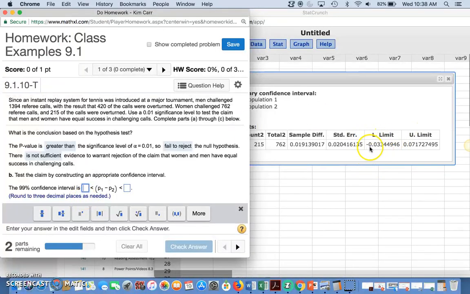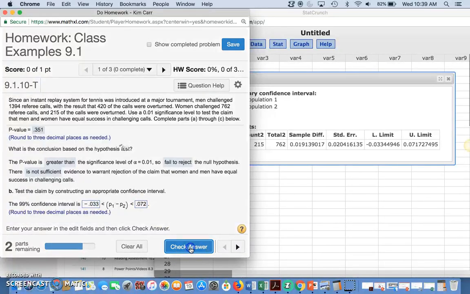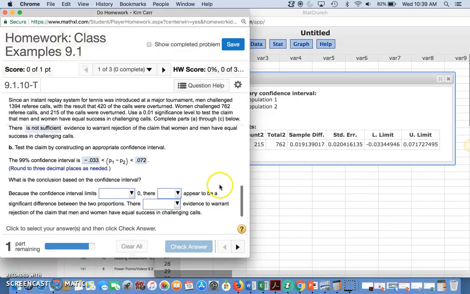You want 3 decimal places, so negative 0.033. The upper limit is a positive number, 0.072. Because the confidence interval limits go between that negative number and that positive number, the limits include 0, so there does not appear to be a significant difference. Zero is in there, that's saying it's real small, it's not there.